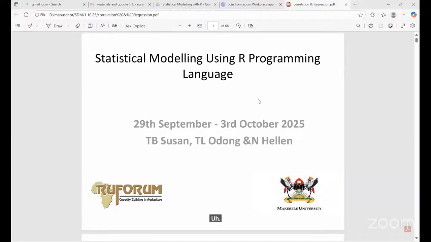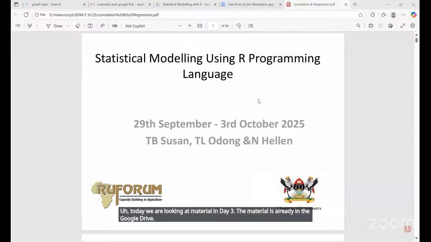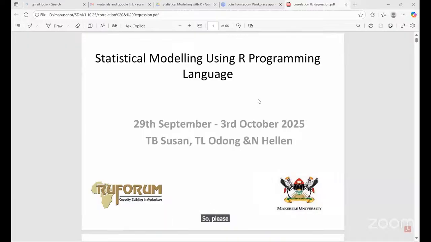Today we are looking at material in day 3. The material is already in the Google Drive. So please go to the Google Drive and download all the material in day 3 and put it in a folder on your laptop or where you've been working from. So day 3 today, we are going to look at day 3.